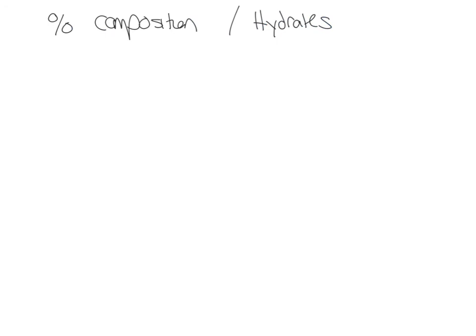Percent composition is very easy. It's just the part over the whole times 100, okay? So in this case, let's do SO2 because we were just using that. If I want to know the percent by mass of sulfur in SO2, I'm going to take the molar mass of just sulfur, which is 32, which I can get from my periodic table, and I'm going to divide it by the mass of the whole thing.